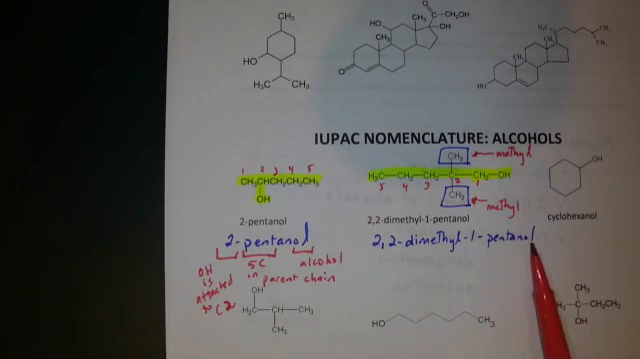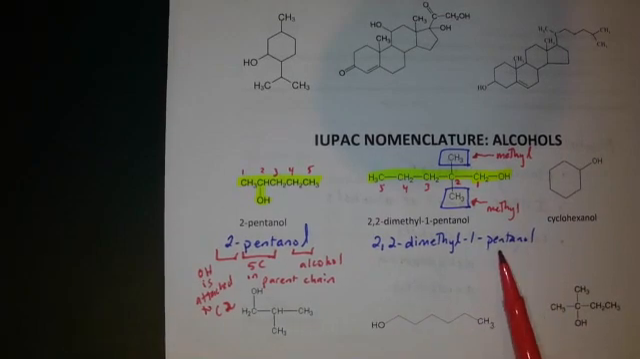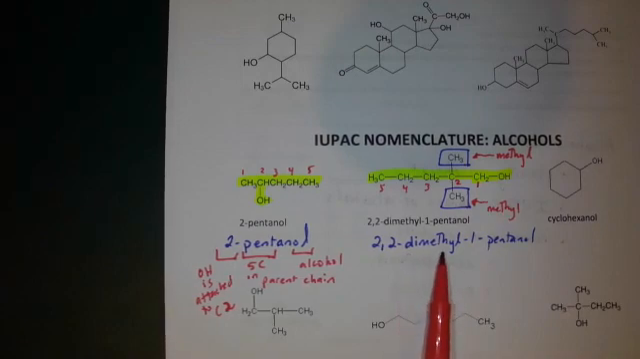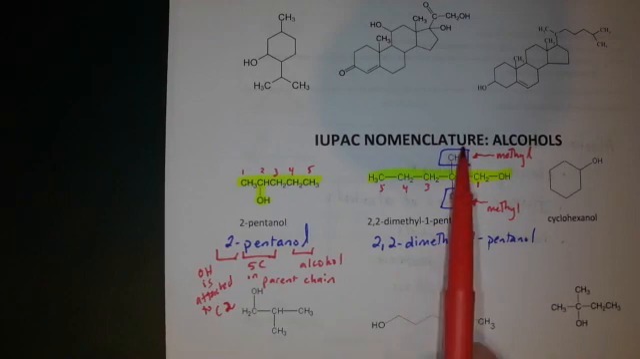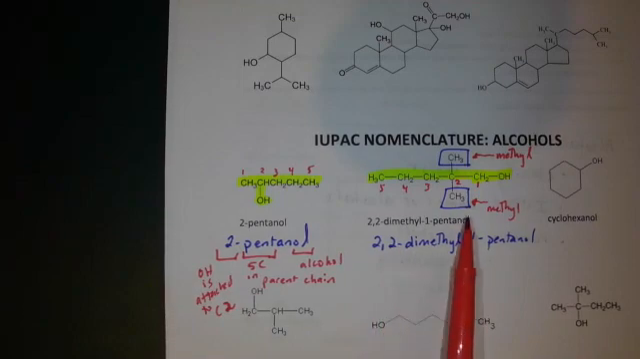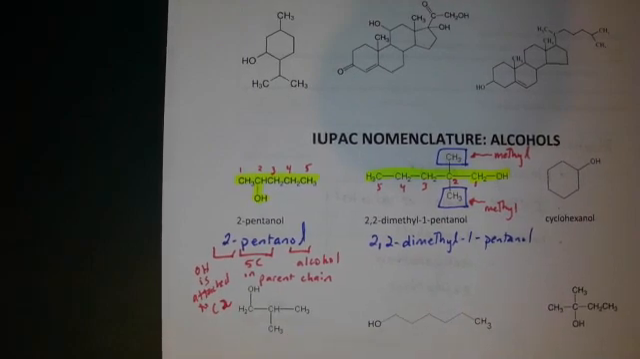The ol tells us it's an alcohol. The pent tells us there are 5 carbons in the longest continuous chain. The 1 tells us that the alcohol is attached at carbon 1. Dimethyl tells us that there are 2 separate methyl groups attached, there and there. And then the numbers 2 and 2 are telling us where each of those methyl groups are attached. Let's jump down and do 1 or 2 of these bottom examples.